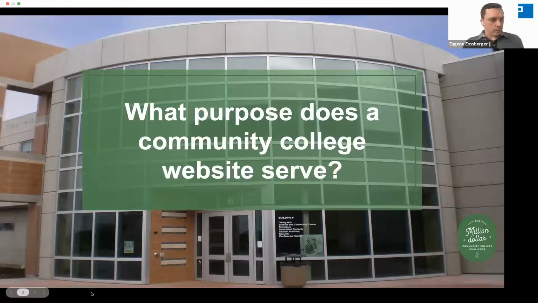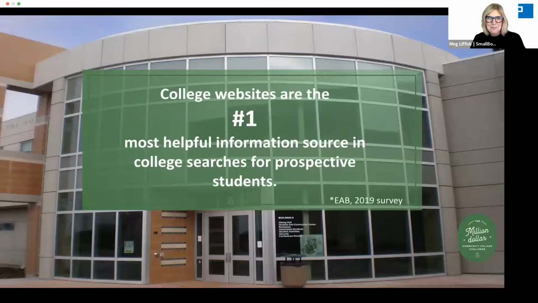So let's start at the most basic question and build from there. What's the purpose of a community college website? Why do we care so much about it? A study done in 2019 by the education think tank EAB found that college websites are the #1 source of information for prospective students. It's where they go to investigate opportunities, explore alignment, and seek information that will inform their decisions.